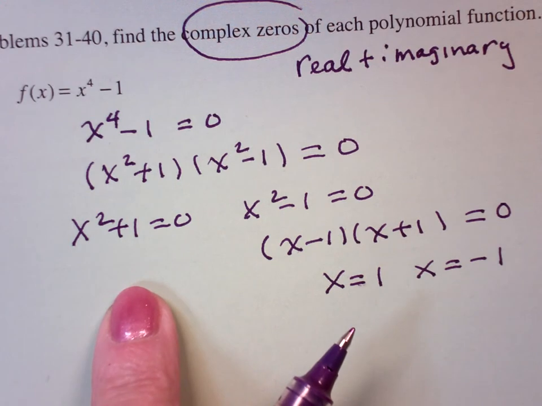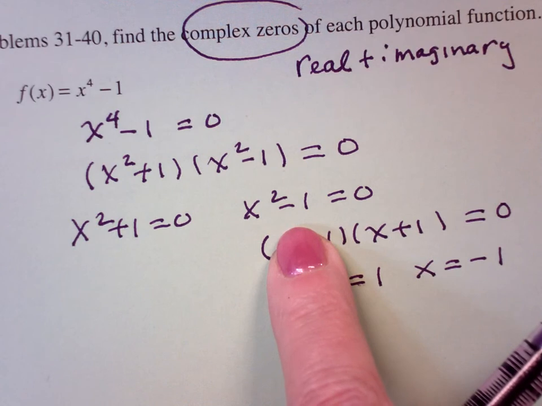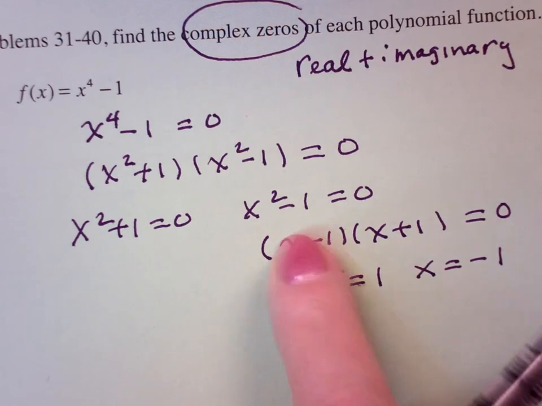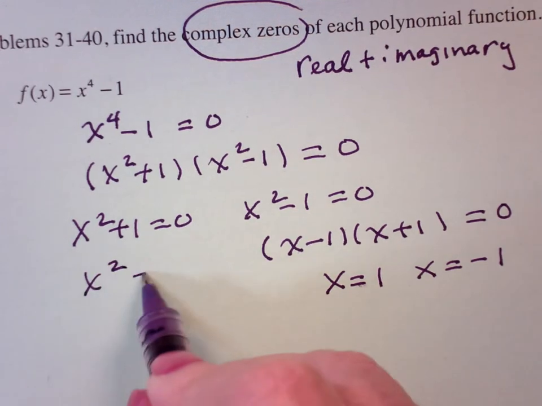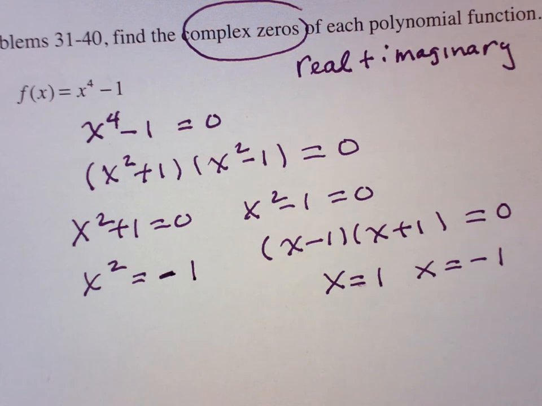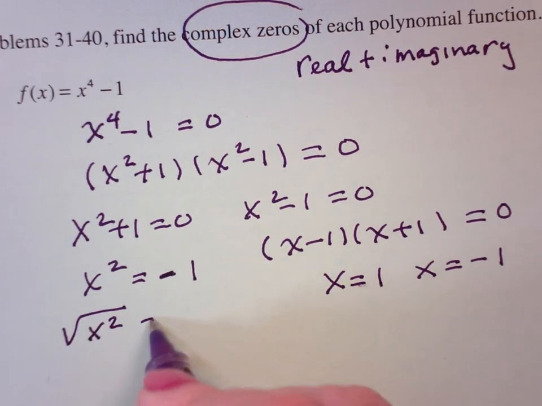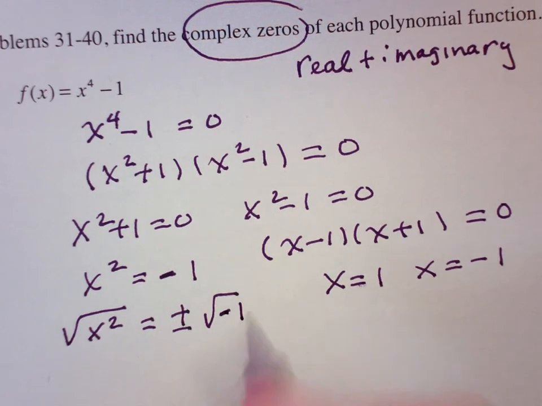This one does not factor, so I'm going to use the square root property on it. I could have used the square root property on this as well because it's two terms with no x term. This would say that x squared equals minus 1. Take the square root of both sides. Don't forget the plus or minus. So that x equals plus or minus the square root of negative 1, which is i.